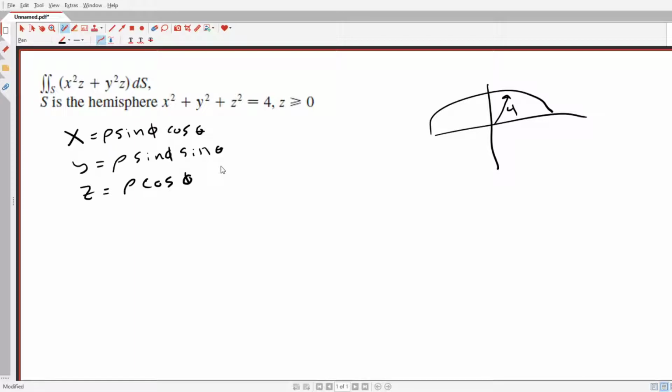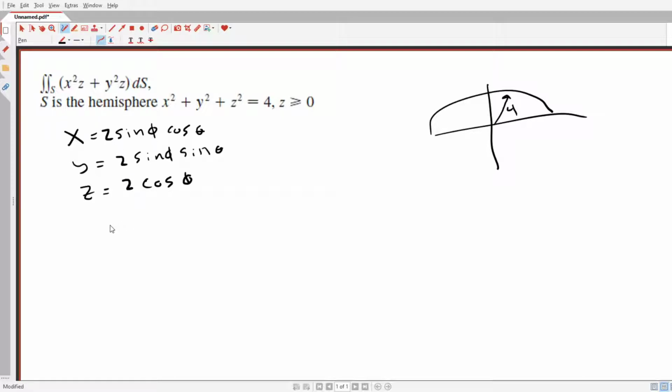Okay, so remember, when we're doing the parametric surface, what we're trying to do is not rewrite this in terms of 3 variables. I want to eliminate a variable. Well, what do I know? I know that this is the top half of a sphere with a radius of 2. So that means here rho is just going to be 2. So I can describe this surface just like this.